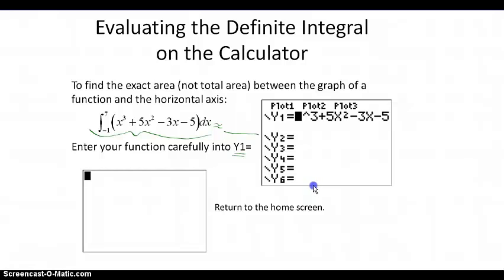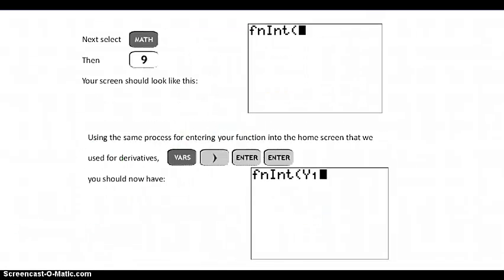So we're going to hit the y equals button. We're going to be very careful to put, and this is an x here, x cubed plus 5x squared minus 3x minus 5. And then we're going to hit that second and quit button so we go back to our home screen. So return to your home screen.